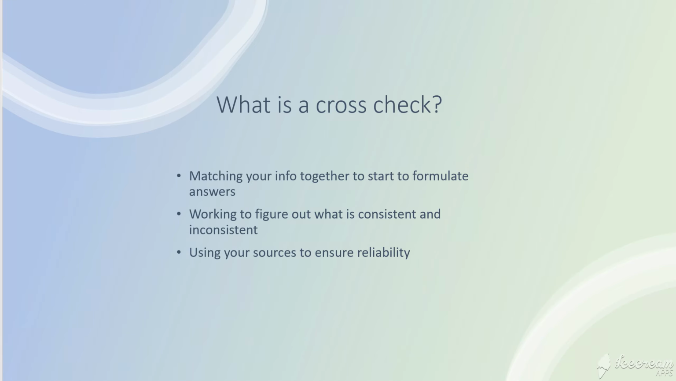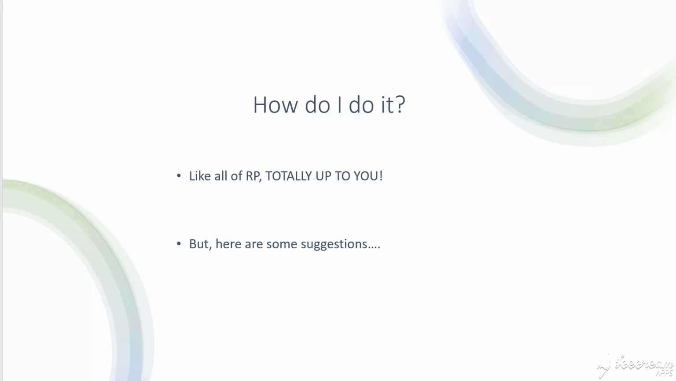And in doing this, you're going to start to figure out what are consistent pieces of information and what are inconsistent pieces of information. So we need to use your sources to ensure the reliability of each other. But in doing so, we should actually start to develop your key findings. So how do you do this process?